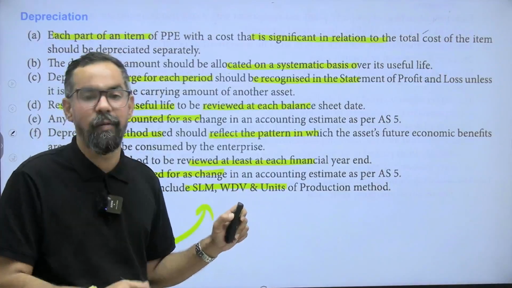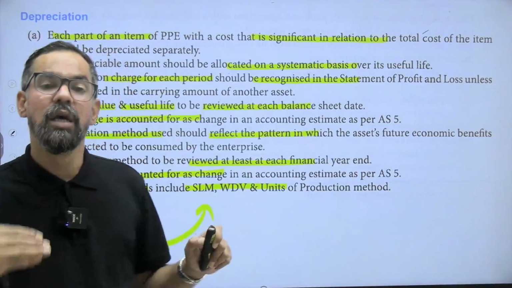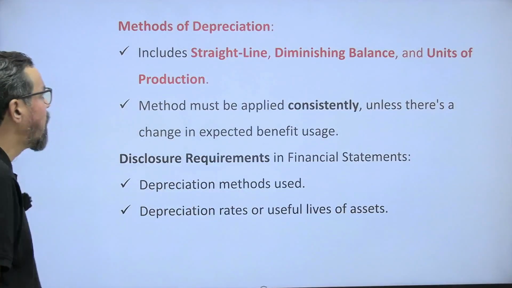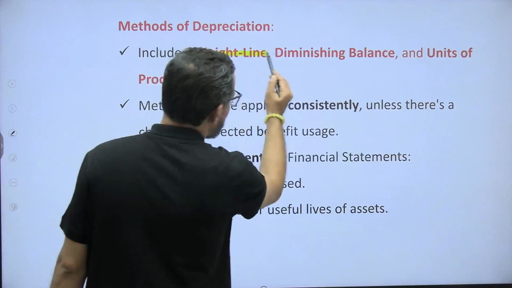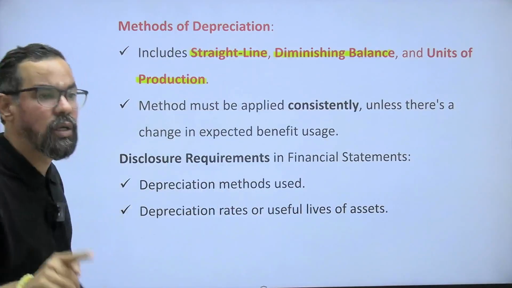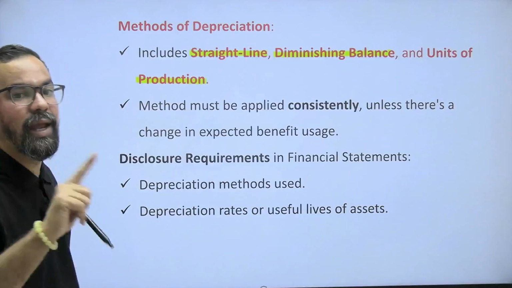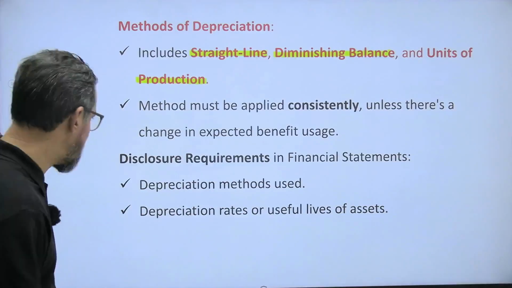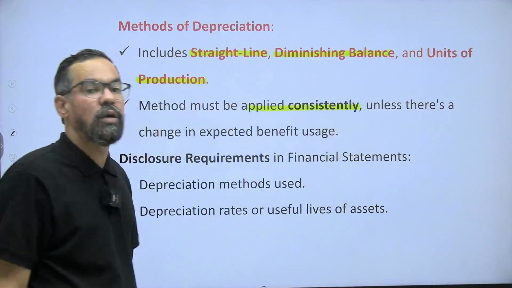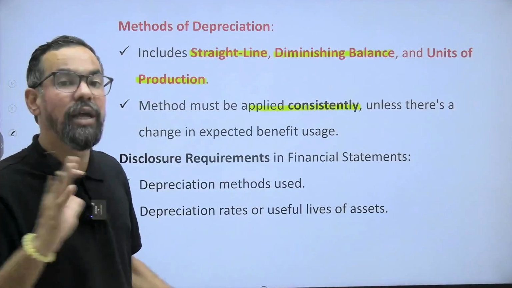In your curriculum, we have another method, that is sum of years digit. We'll talk about that one also, right? So the methods of depreciation, that means straight line, diminishing balance and unit of production, are allowed as per Accounting Standard 10 and your Indian Accounting Standard 16. The method should be applied consistently, as the convention of consistency must be followed.